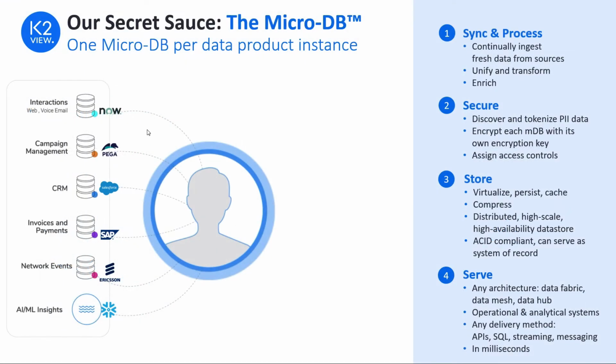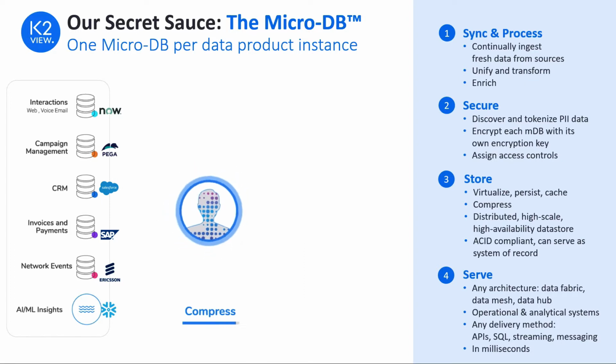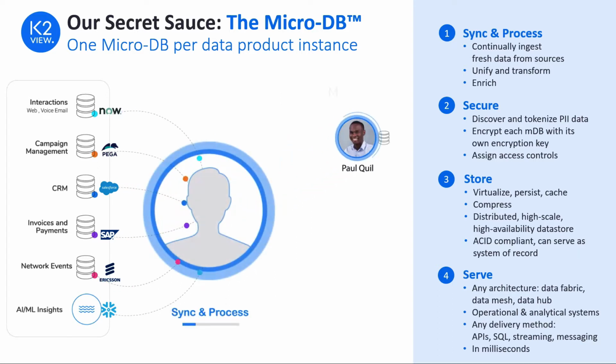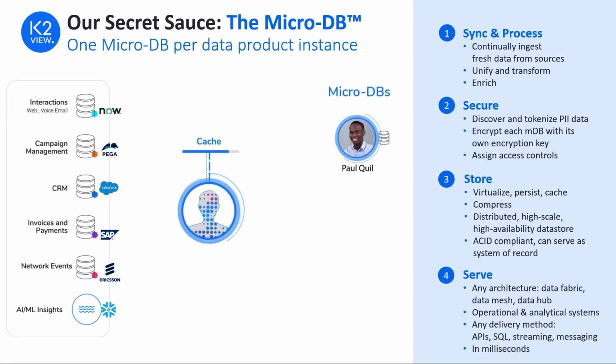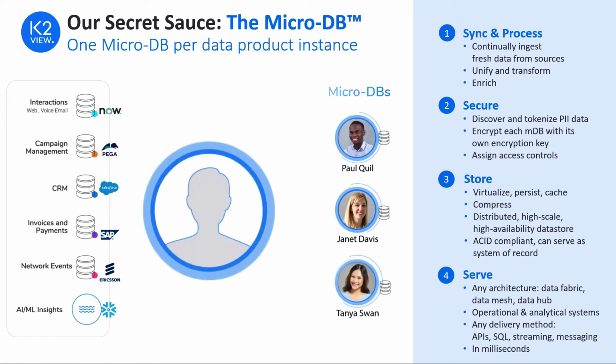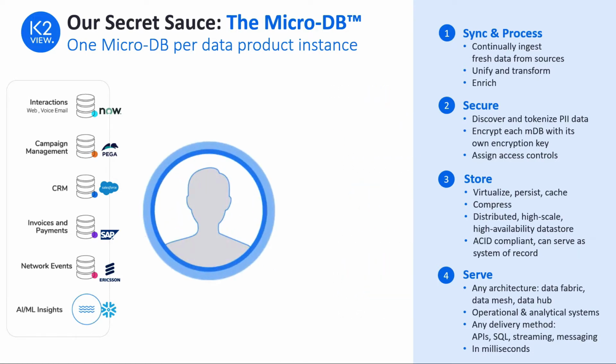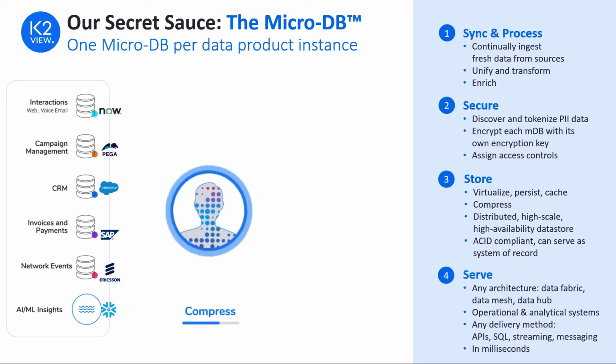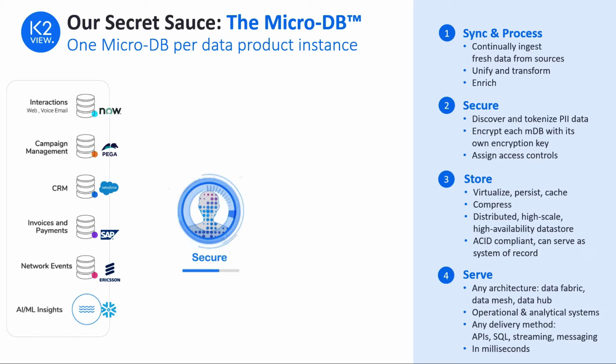A data product integrates and manages the data for each individual business entity in its own micro database. It does so for billions of individual entities in parallel. The data product continually syncs and processes the data for an entity from all its underlying sources, including legacy systems, relational and non-relational systems, data lakes, and more, unifying, organizing, augmenting, and compressing the entity's data into the micro database.